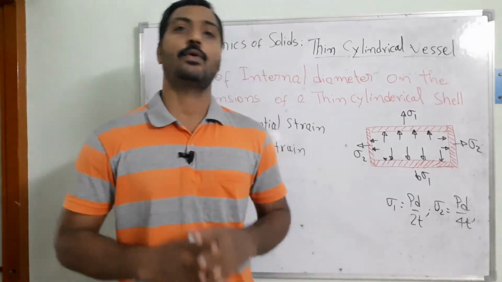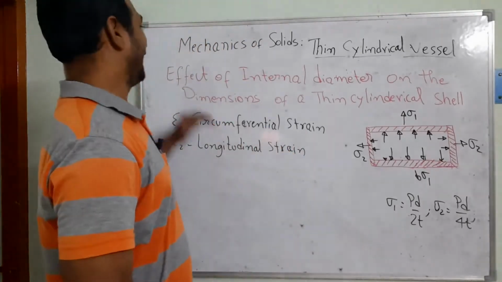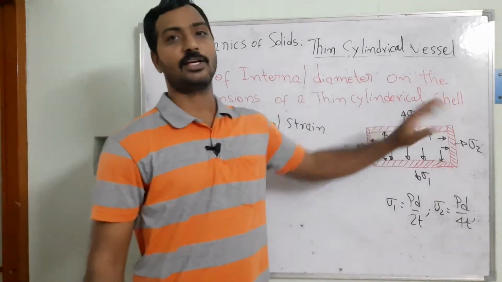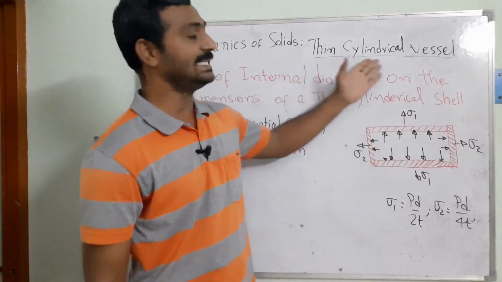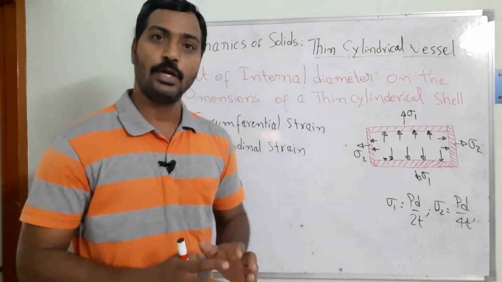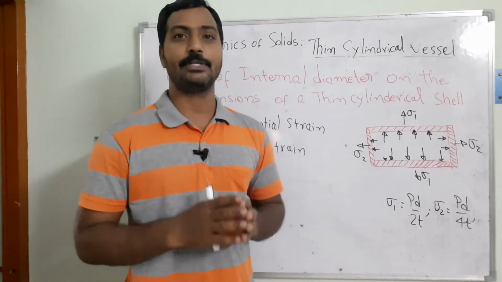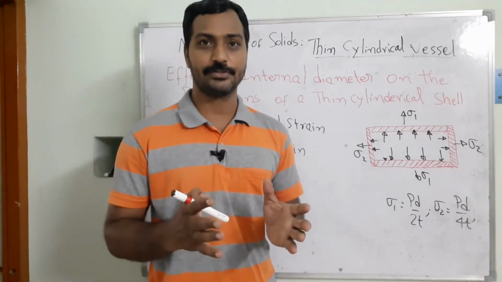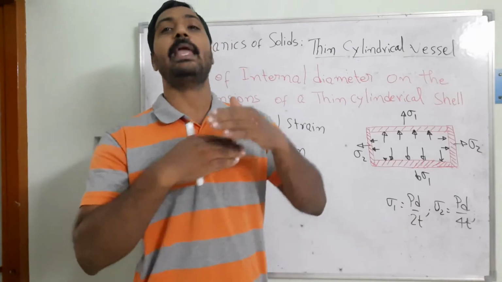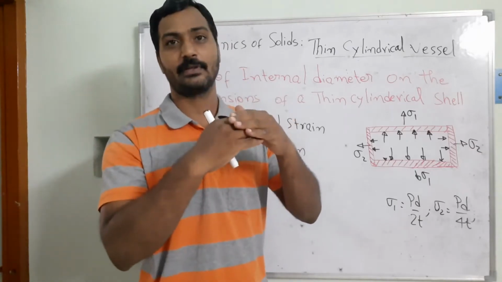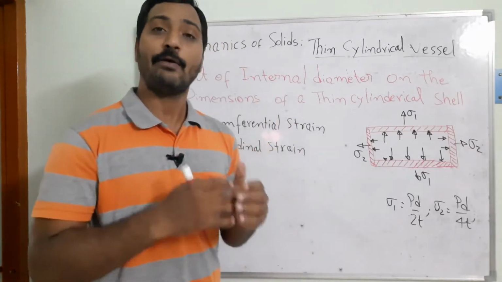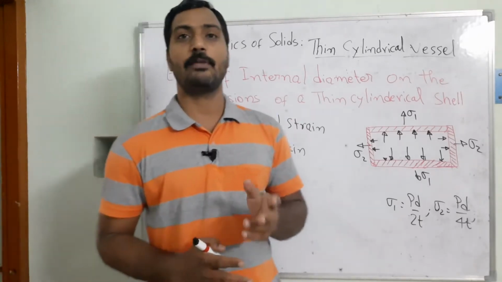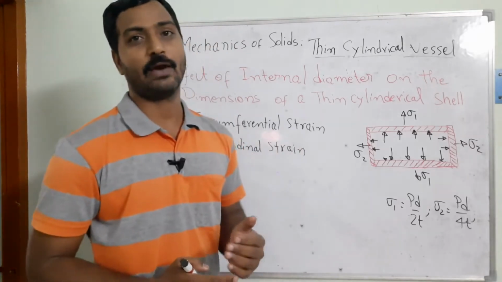In this video lecture, we are trying to learn the effect of internal diameter on the dimensions of a thin cylindrical shell. It means we are dealing with thin cylindrical vessels. As we know, it has the internal diameter and outer diameter, and it is used to store fluid under certain pressure conditions, and due to this reason, it is going to be exerting pressure on the walls. On that basis, we have derived the circumferential stress, longitudinal stress, and the maximum stress acting, and we have considered the efficiency of the joints.